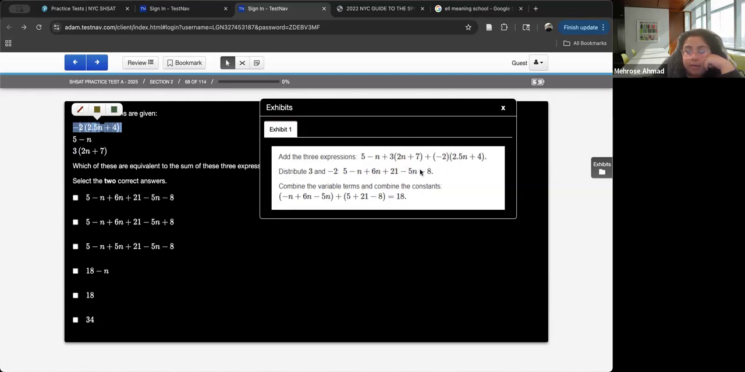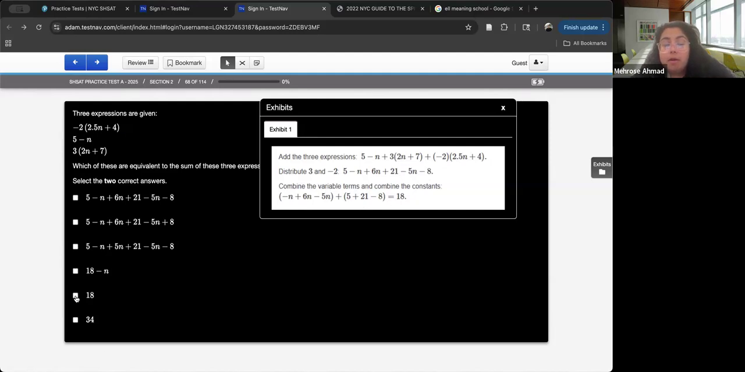-2 times 2.5n is -5n, -2 times positive 4 is -8. So this part is from this part of the expression, and then the 5 minus n just carries over from here. Now what they're doing is combining and solving. So you get positive 6n minus 5n, which is 1n, minus n is just 0. So this all cancels out to 0. So 0 plus 21 plus 5 minus 8 is 18.